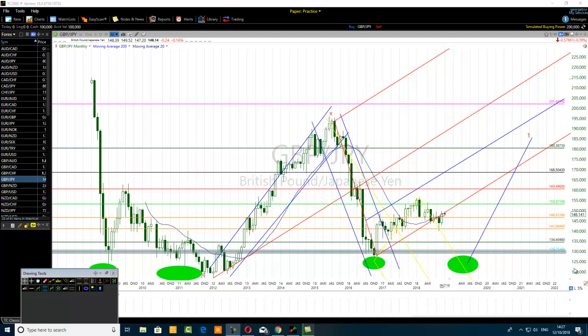Alright. So I have selected 3 points. This is the first point here where my cursor is, the second point right there, and the third point right there. With those 3 points, I draw my red Pitchfork tool.